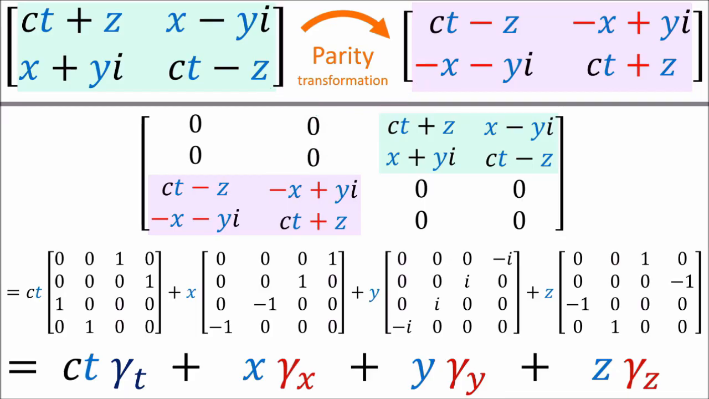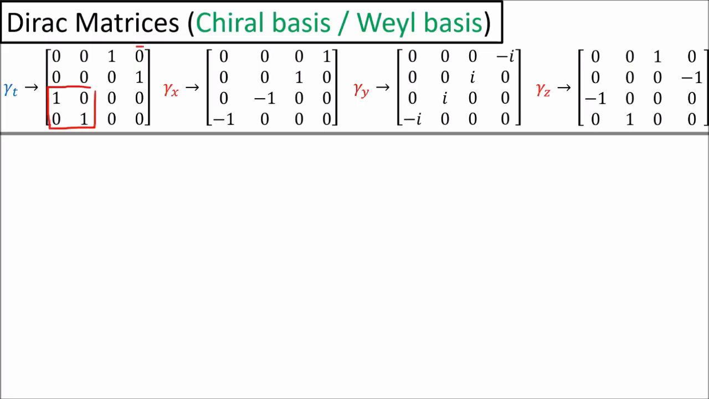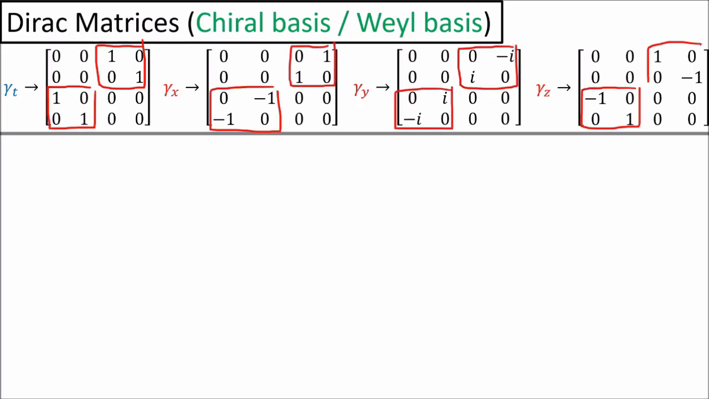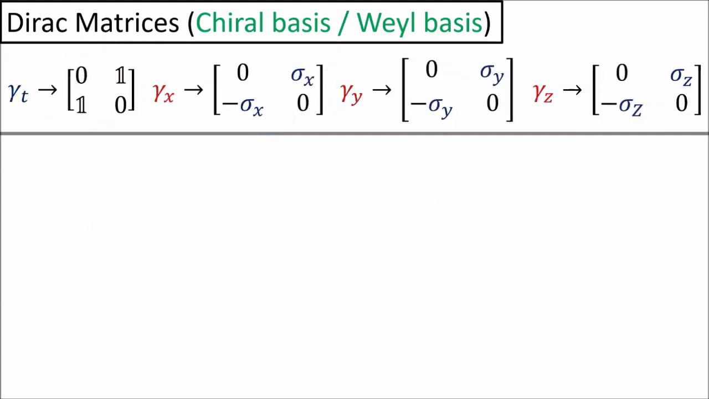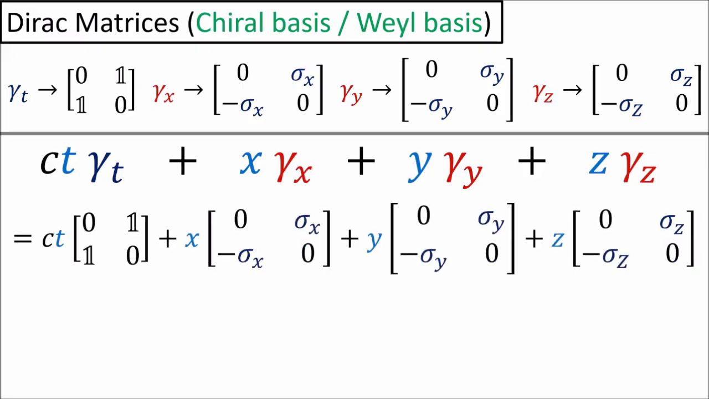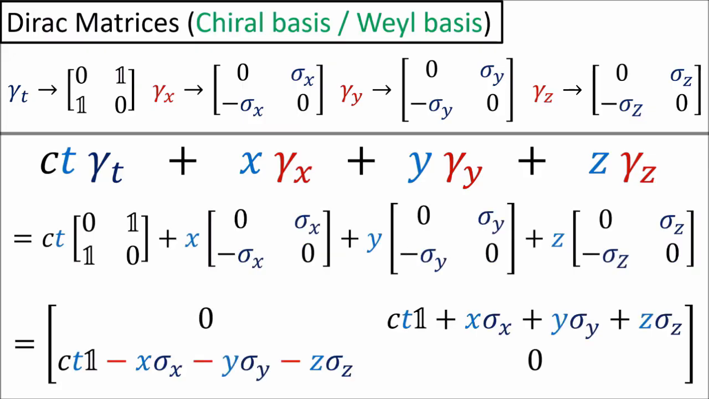The reason that this happens is because the gamma matrices themselves can also be broken up into 2x2 blocks. In the chiral basis, gamma t contains a pair of 2x2 identity blocks, and the xyz gammas contain pairs of sigma matrix blocks. Note that the upper sigmas have positive signs and the lower sigmas have negative signs. As a result, when we use them to make a spacetime vector, we get a pair of 2x2 spacetime vector blocks. The top one with positive spatial components, and the bottom one with negative spatial components, transformed by a parity flip.